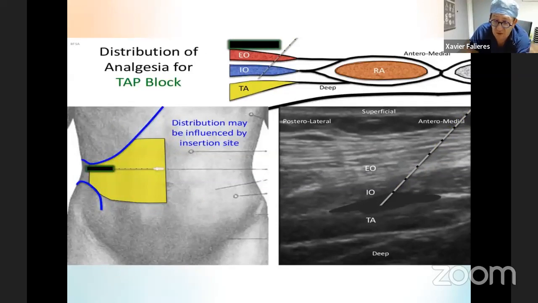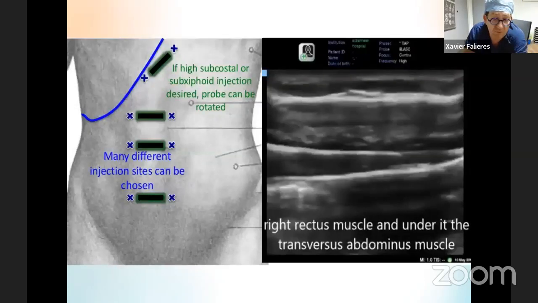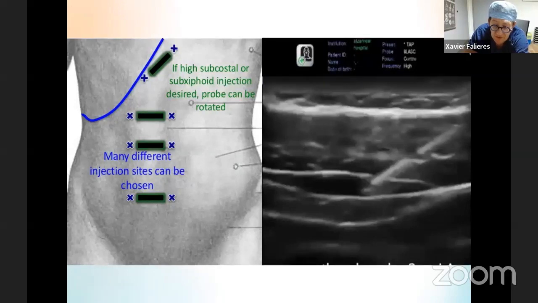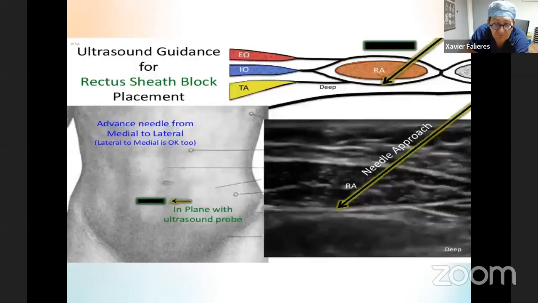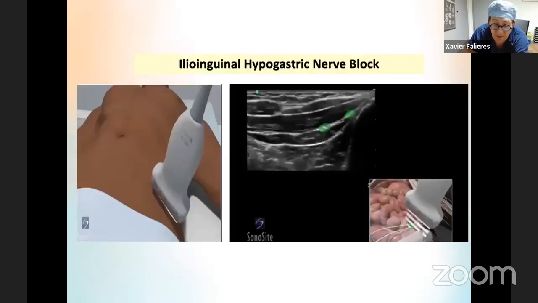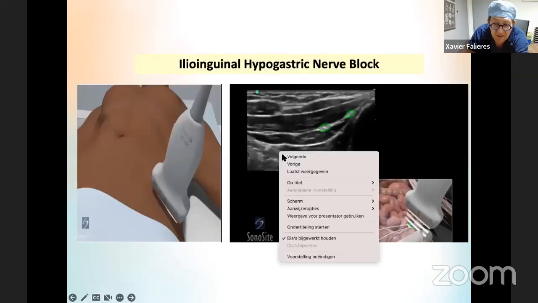You will see here the diffusion of the local anesthetic liquid. First begin with normal saline to localize the space. So you can choose where you want, depending on the goal of the surgery. These are different images. You see here for upper abdominal, lower abdominal, medial surgery. I come back here, sorry, I was too fast.